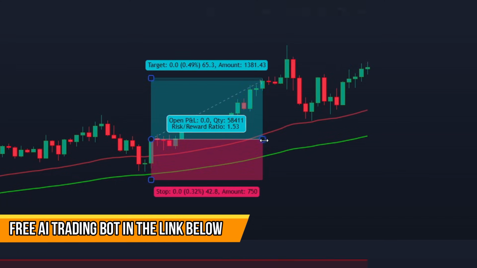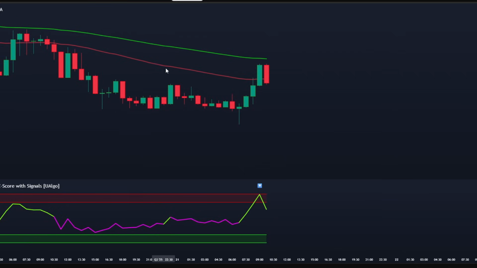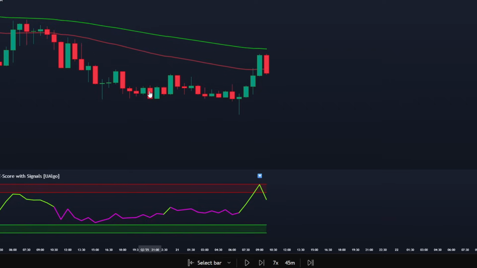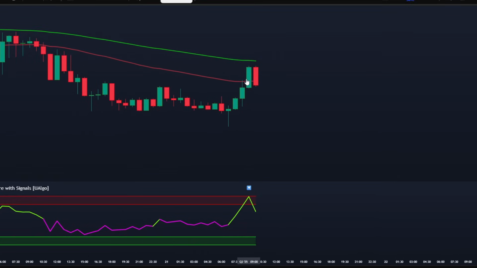Now let's talk about sell trades. The rules are exactly the opposite. When both EMAs are aligned in a bearish formation, green on top, red below, and price consistently trading underneath, we're only looking for sell setups. Wait for a pullback where the Z-score rises above +2, showing overbought conditions in a downtrend.